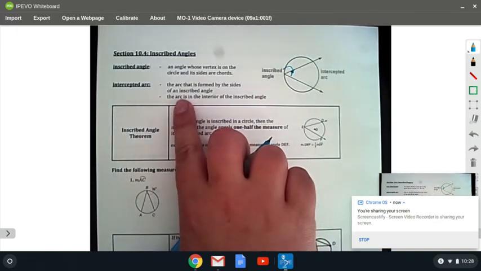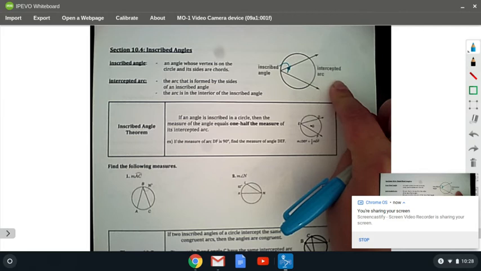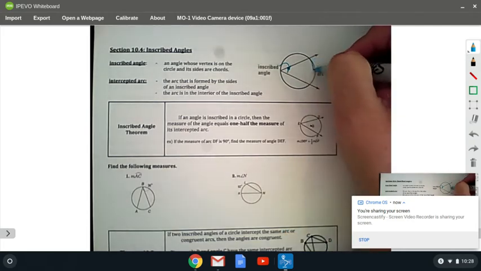We also have intercepted arcs. It's an arc that is formed by those sides, which are chords, of an inscribed angle. The arc is the interior of the inscribed angle. So this is the intercepted arc.